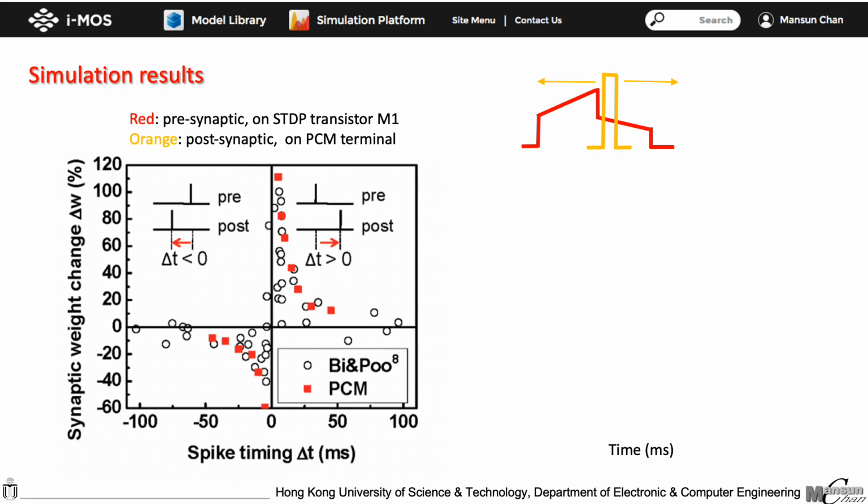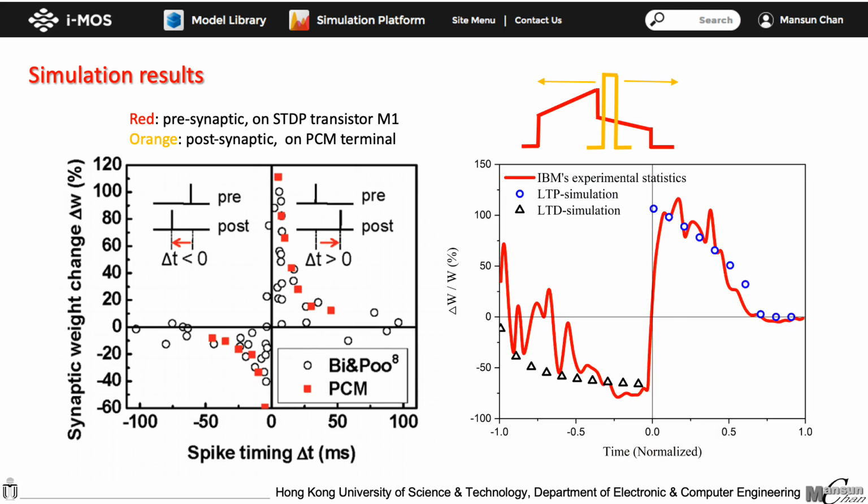And we have compared our model with the IBM circuit data as shown in the graph here. It shows that the model is able to capture the dynamic STDP behavior of a neuron. It means that the model can be used to simulate spiking neural network circuits with the data coded in the time domain.